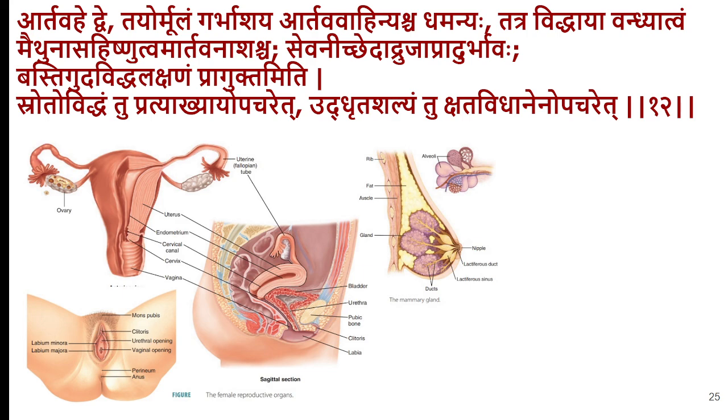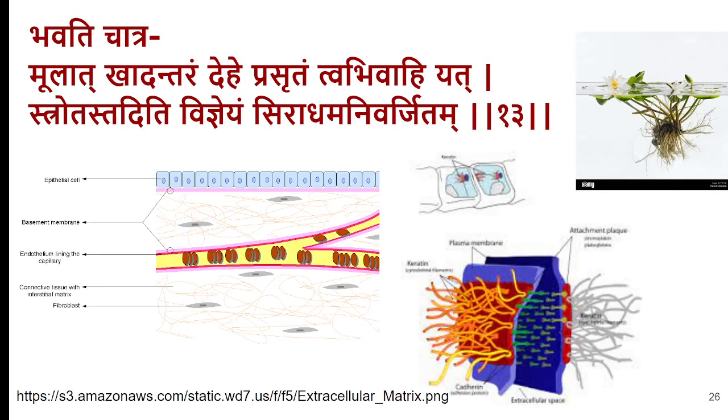Srotovidha can be of two components. One, functional impairment, where you have to treat them as difficult conditions, prognosis is poor and hence they have to be treated as pratyakhyeya. If there is a traumatic injury, uddhritashalya, there you have to follow the Kshatabhidhana, the protocol of dealing with foreign bodies and injuries. So traumatic injuries and functional impairment have to be treated with a different perspective. Bhavati chatra moolat khadantaram dehe prasritam tu abhivahyat srotas taditi vijneyam sira dhamani varjitam.